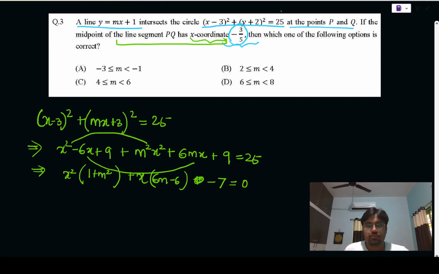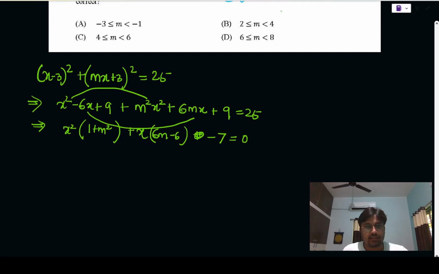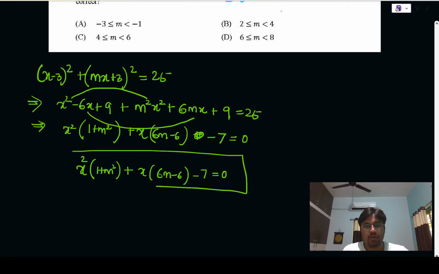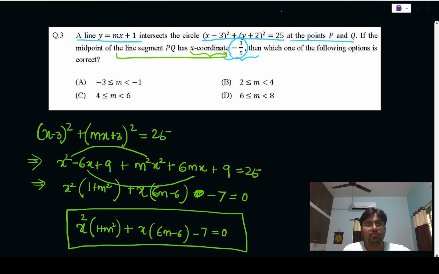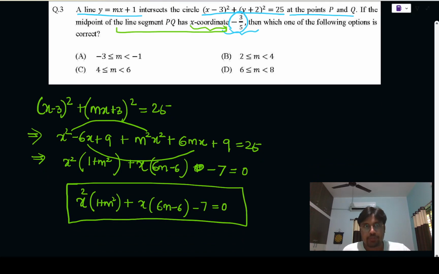So the quadratic that I was talking about is this, that is x square has coefficient 1 plus m square, plus x has coefficient 6m minus 6, minus 7 equals 0. What does this mean? This basically means that when this line y equals mx plus 1 intersects this particular circle, there will be 2 points of intersection, and when we're substituting the value of y in the equation of the circle, we're getting this quadratic. This means that the roots of this quadratic will basically be the x coordinates of intersection. I mean, that's how geometry works, right?